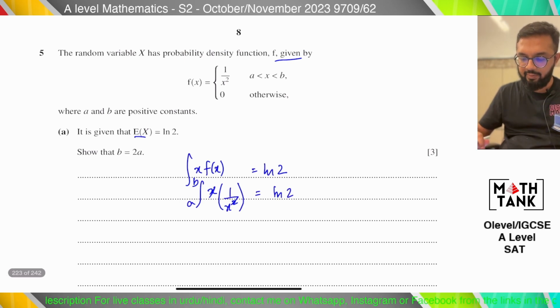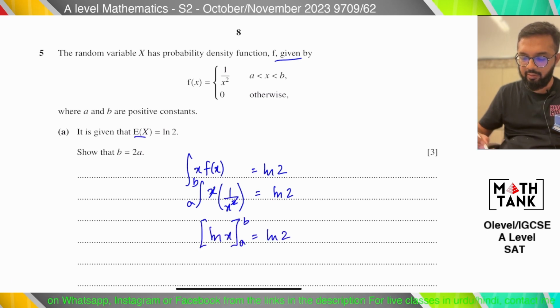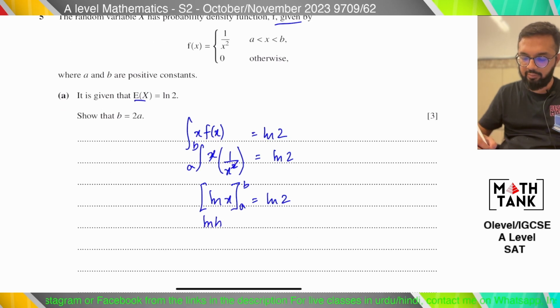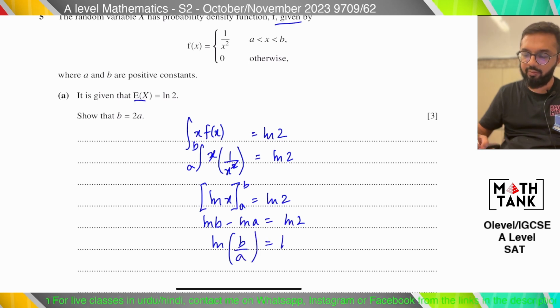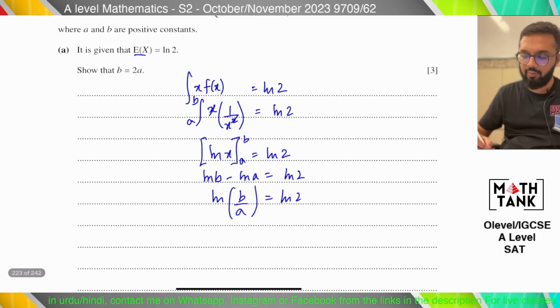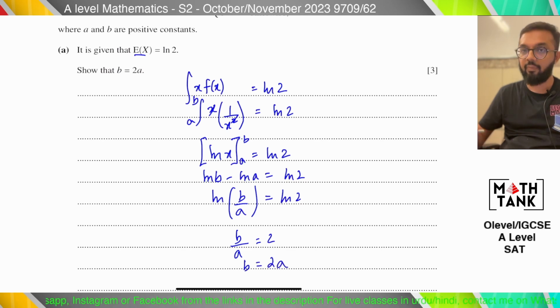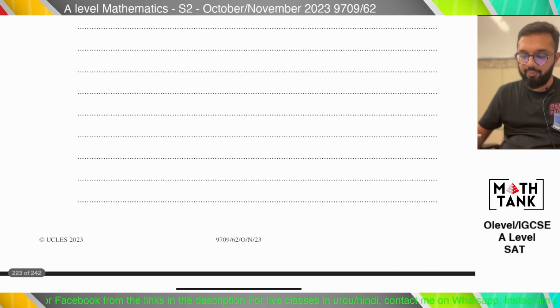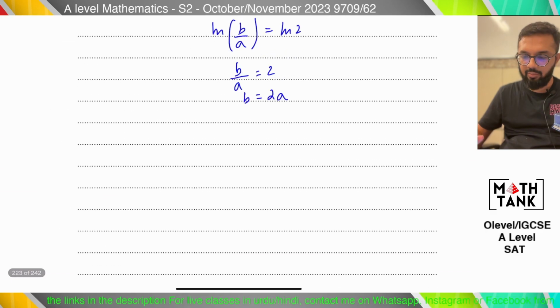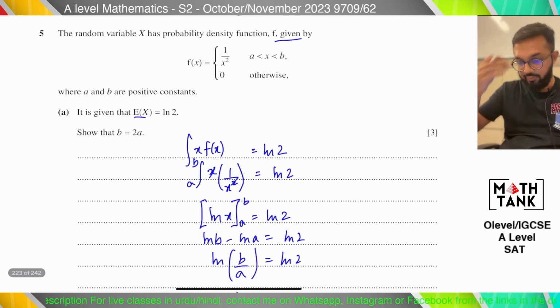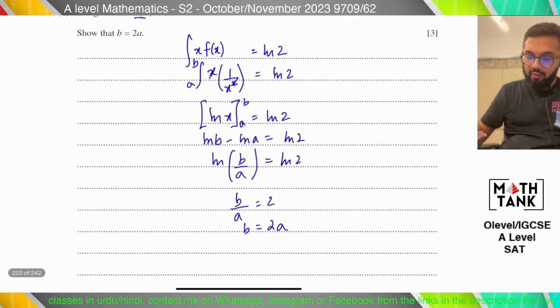So 1 over x integrated becomes ln x equals ln2, ln x with limits. So ln b minus ln a equals ln2, applying the rules for logarithms. So the ln's get equated, so b equals 2a. I think that's simple. Show that a equals half.